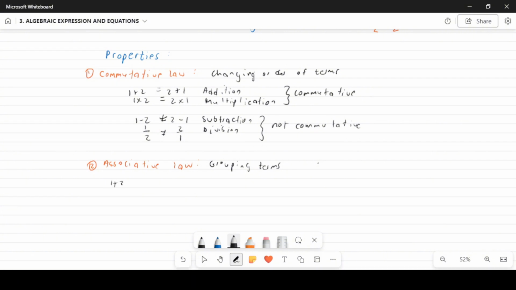So let's look at this. 1 plus 2 plus 3, if I put the first two in a group, is equal to 1 plus 2 plus 3 if I put the last two in a group. The answers are the same, irrespective of where I decide to group the terms. 1 times 2 times 3, if I group the first two, is the same as 1 times 2 times 3 if I group the last two. So therefore, we can conclude that addition and multiplication are associative. Grouping of the terms does not affect the answer.